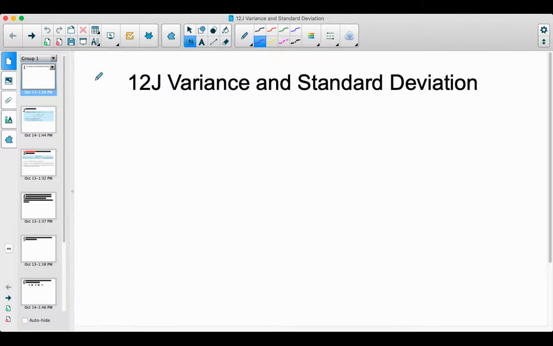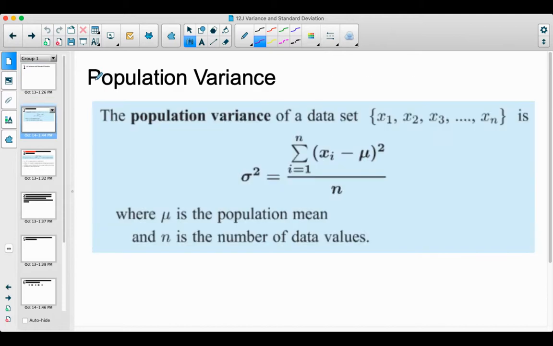Okay, today we're going to take a look at 12J, which is variance and standard deviation. Our first formula is population variance. This symbol right here, the alpha or sigma symbol, is how we describe variance. It is the squared, and mu is the population mean, and n is the number of data sets.